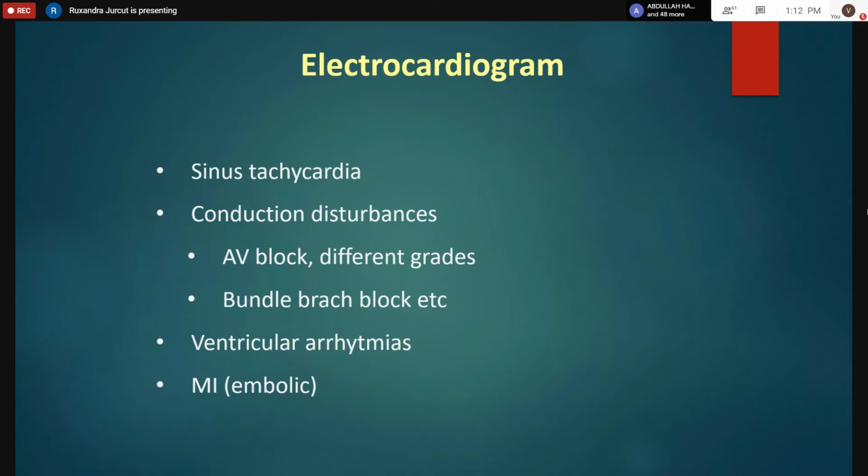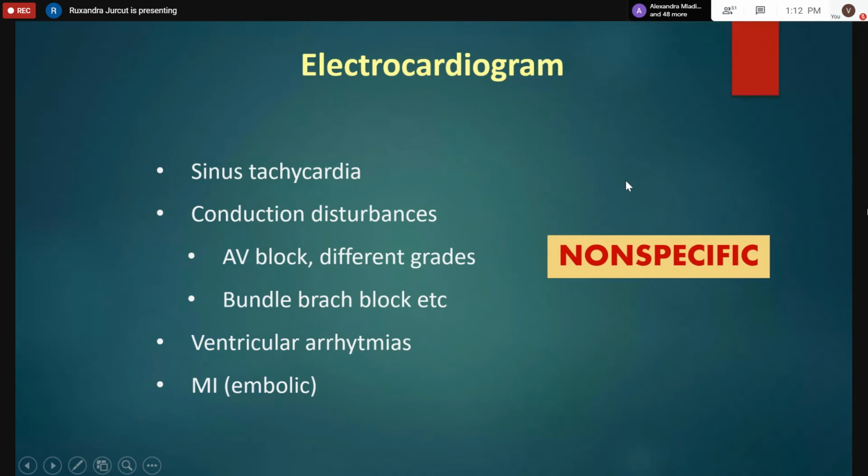They might have conduction disturbances. I described to you the fact that if an abscess occurs in the interventricular septum, for example, then there might be AV block or bundle branch block. They might have ventricular arrhythmias due to embolisms, but it's completely non-specific.